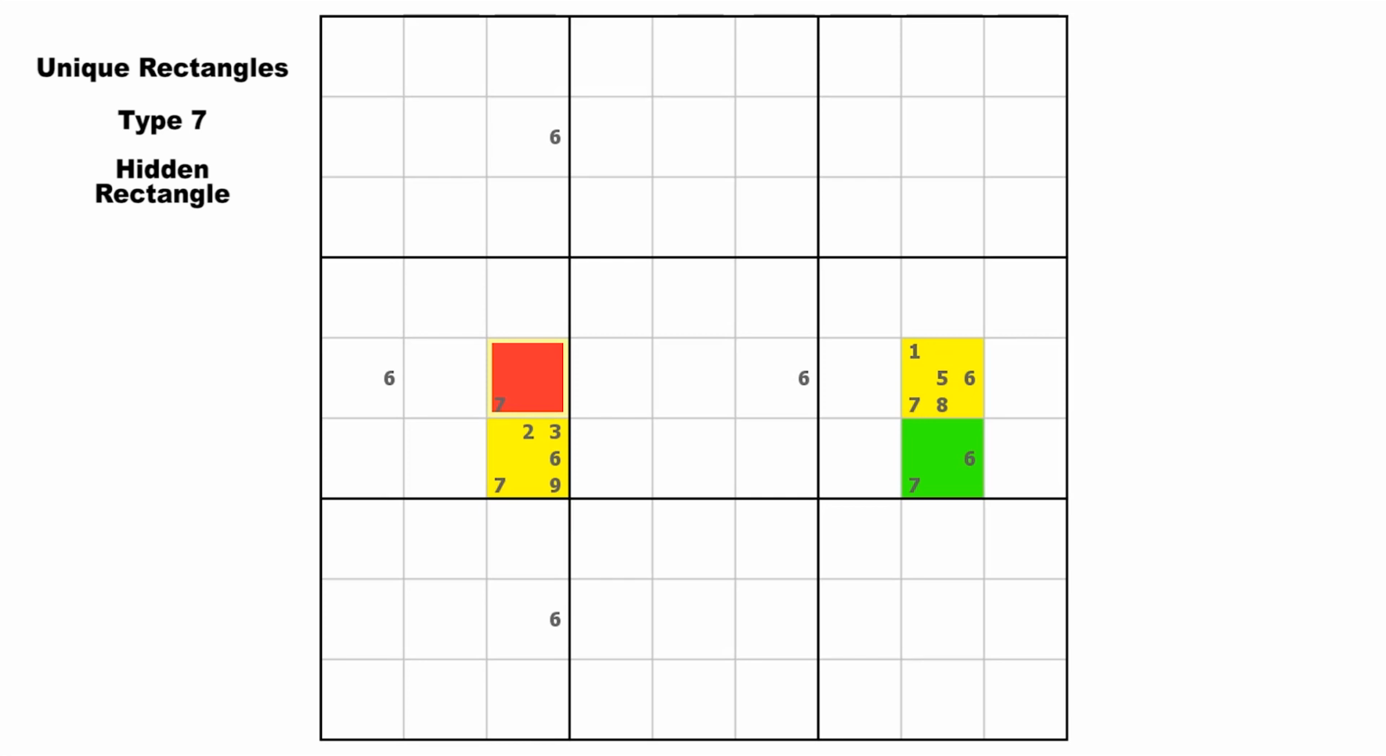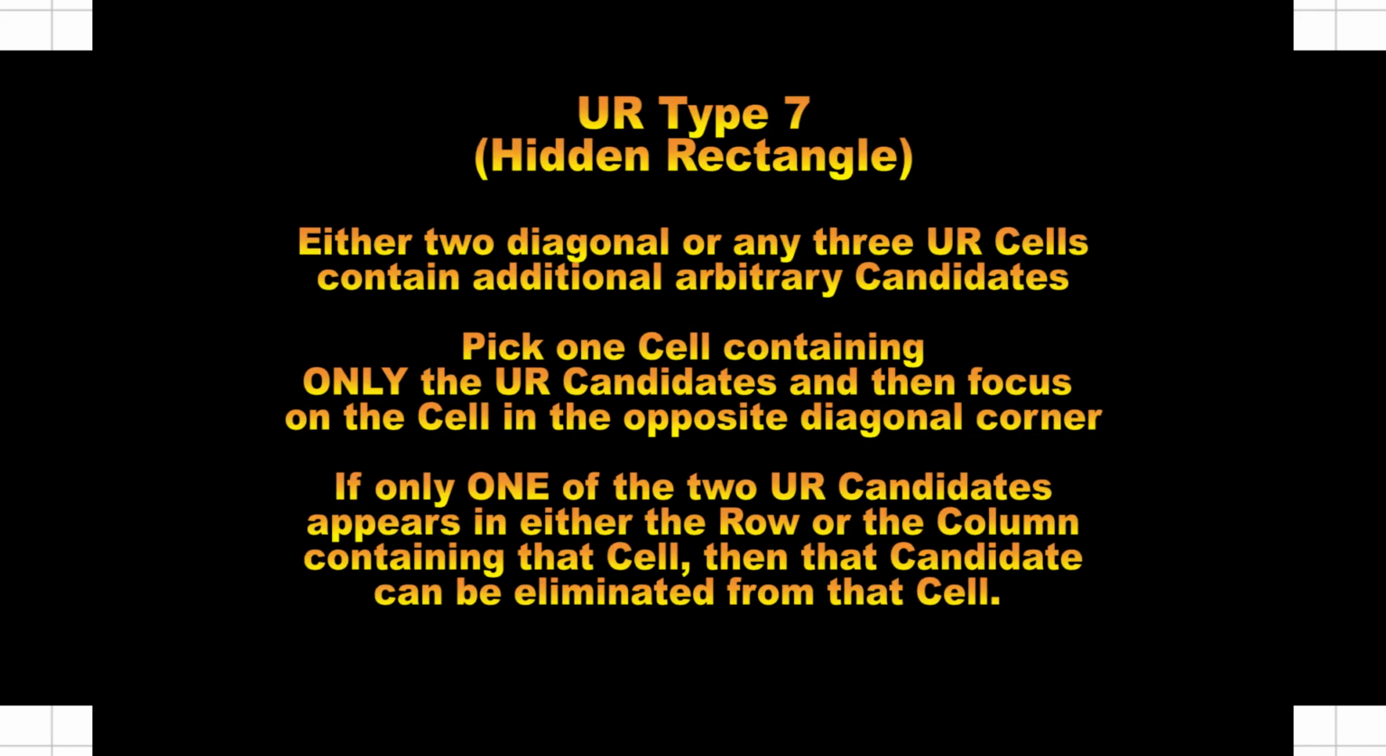Okay, so here is the rule for type 7, known as a hidden rectangle. If either 2 diagonal or any 3 UR cells contain additional arbitrary candidates, then pick one cell containing only the UR candidates and then focus on the cell in the opposite diagonal corner. If only one of the 2 UR candidates appears in either the row or the column containing that cell, then that candidate can be eliminated from that cell.